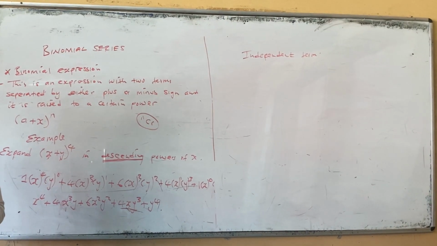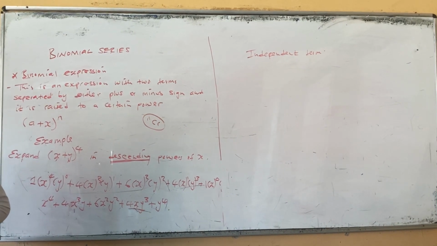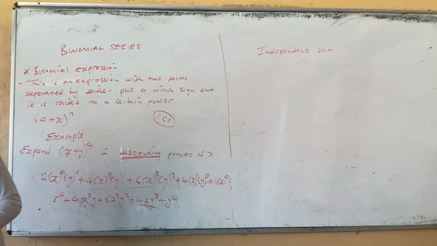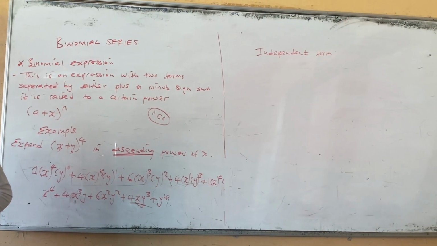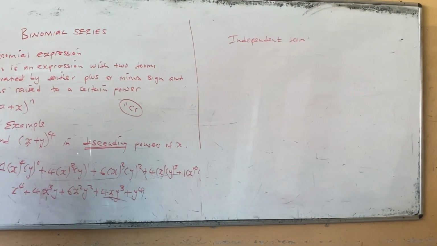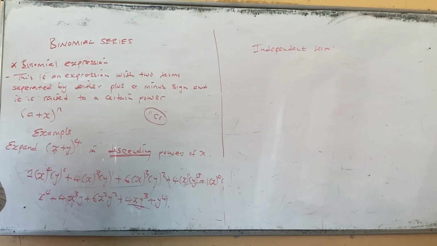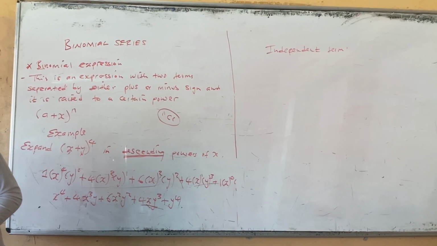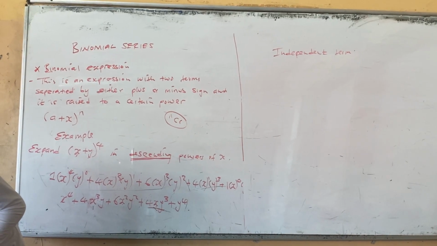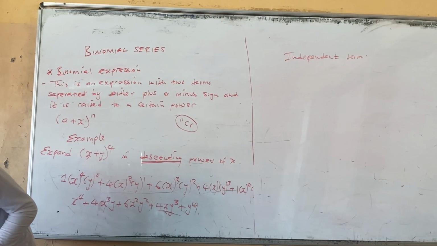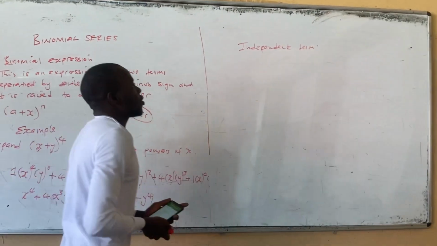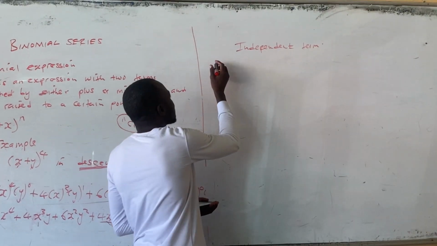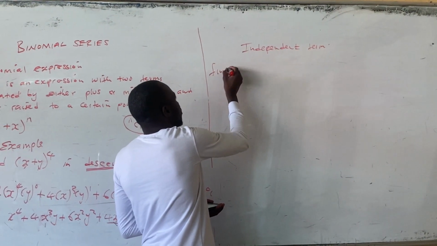Let's say we have, sorry, I didn't get this one. I didn't write it. Thank you. So, independent term. So, for example, here we have, find. More questions will be uploaded.